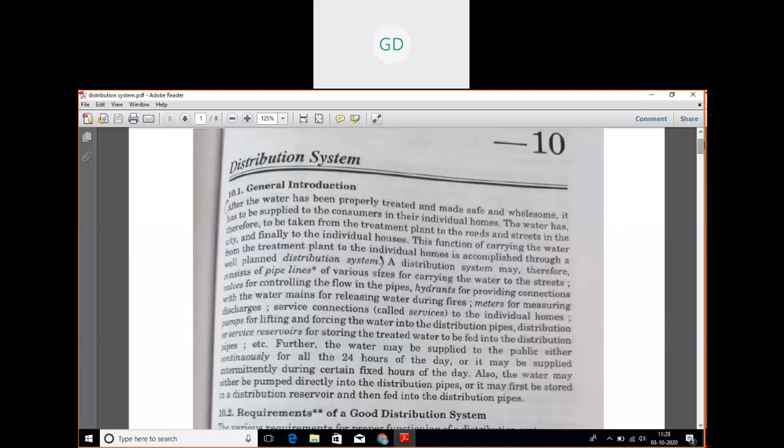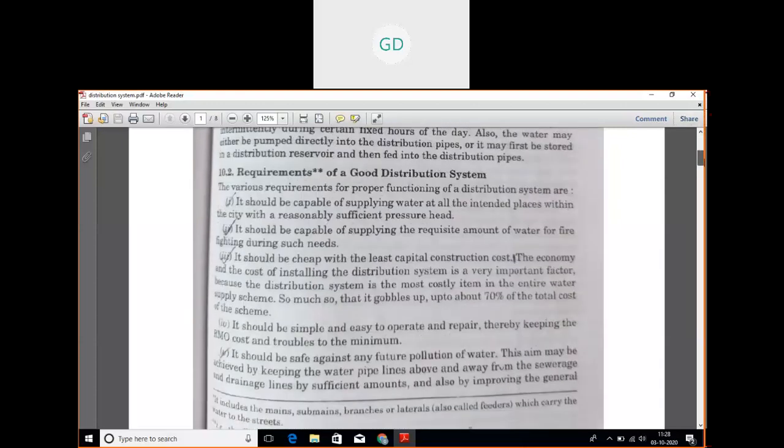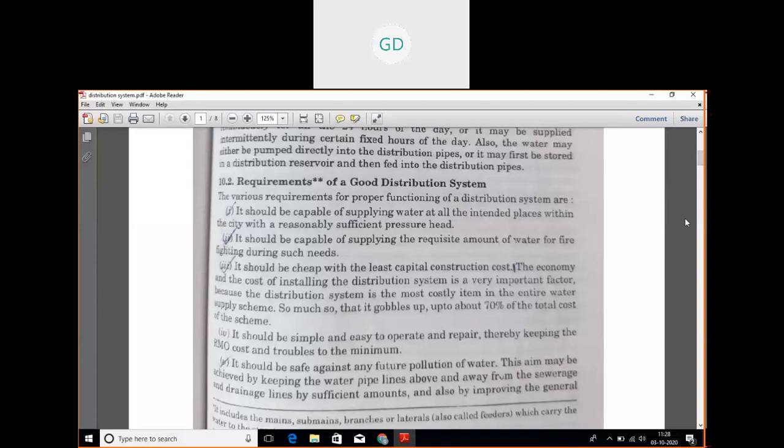Now we will see what the requirements of a good distribution system are. For a good distribution system, number one, it should be capable of supplying water at all intended places within the city with a reasonably sufficient pressure head.